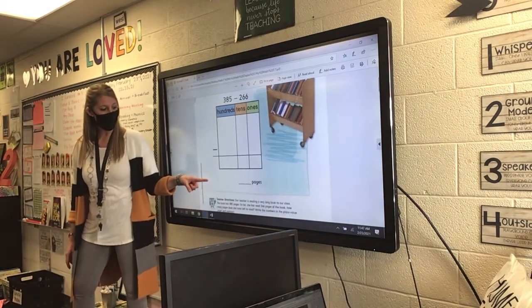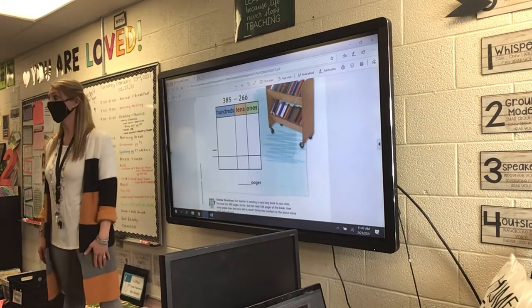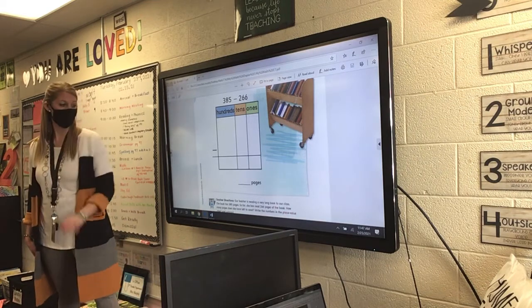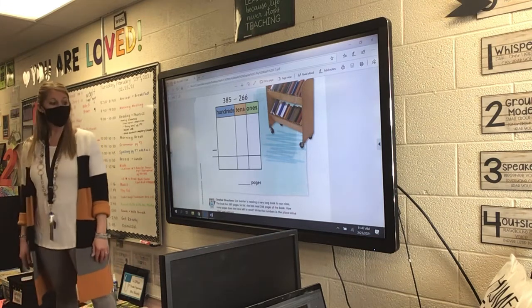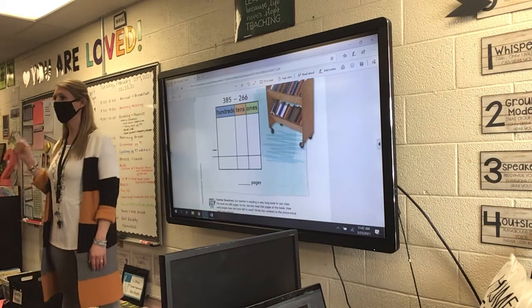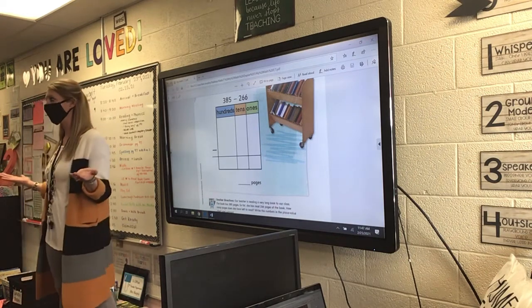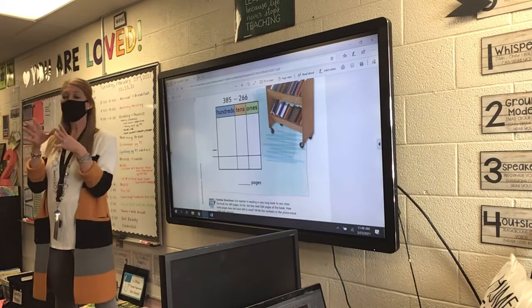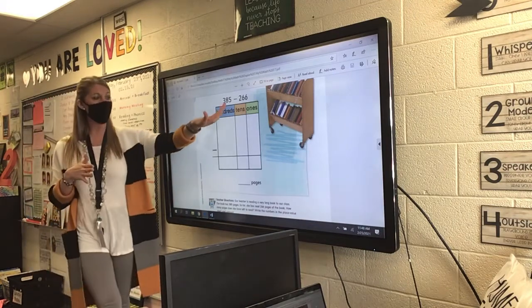It says, our teacher is reading a very long book to our class. The book has 385 pages. So far, she has read 266 pages of the book. How many pages does she have left? So when I see how many does she have left, I know I need to subtract. I'm not going to add and put together. What we need to do is we're going to rewrite the numbers in the place value chart and subtract.